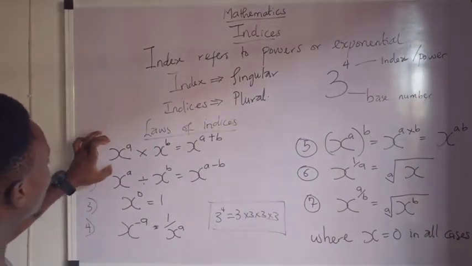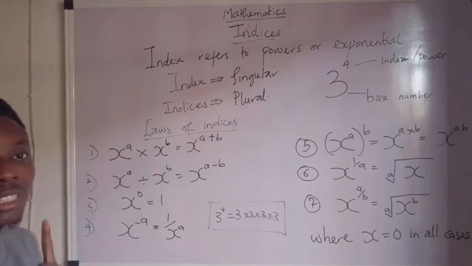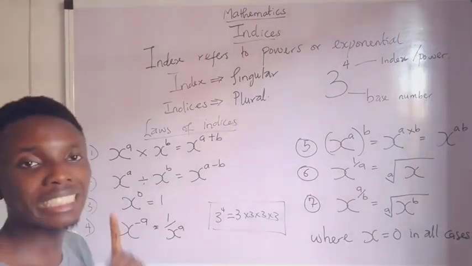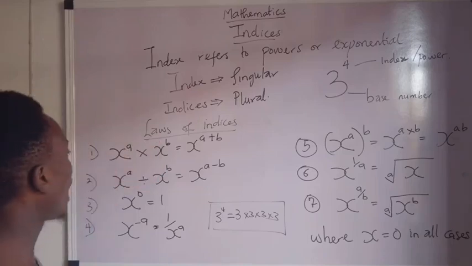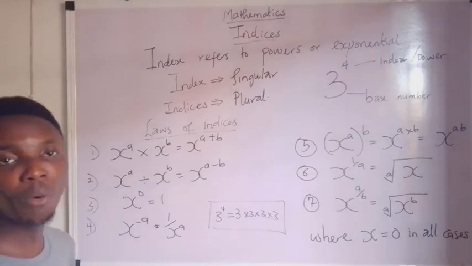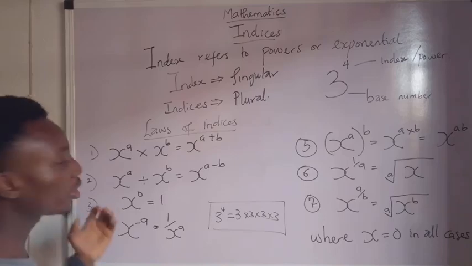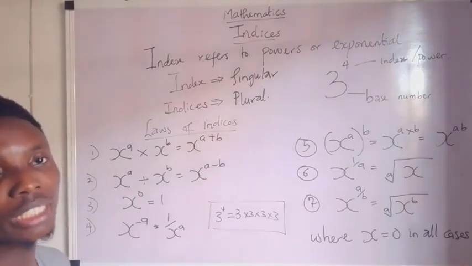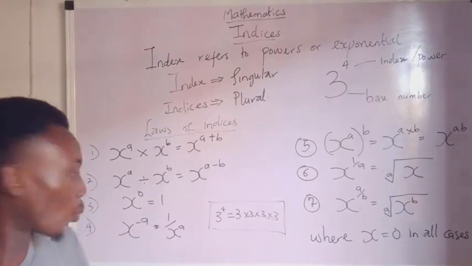Now for the multiplication and division of indices, always take note that the numbers must have the same base number. It must have the same base number for both of them, and then you can now safely add up or subtract their powers when due using these laws. Now anything raised to power 0 is equals to 1. 100 raised to power 0 is 1. 1 million raised to power 0 is 1.